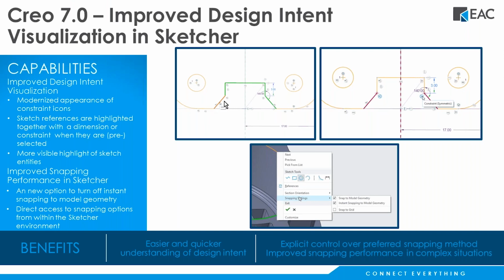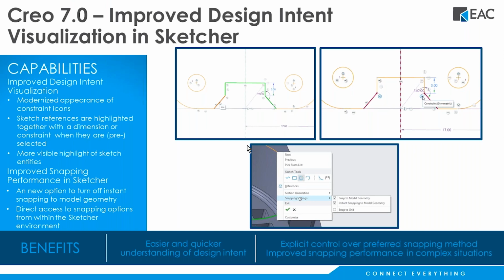So previously, if I just picked on this line, it was mirrored, but it just said, okay, that's your line. Now, if I pick on the constraint, it highlights the line and also the entity that it was mirrored about. So it's giving us some really good feedback inside the sketcher as to how things are related to one another.